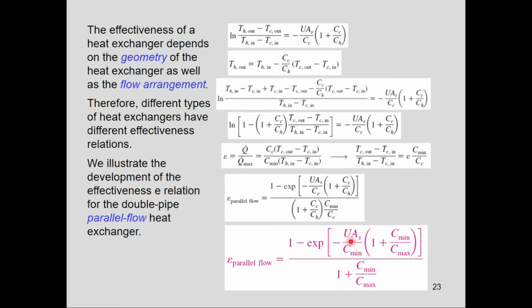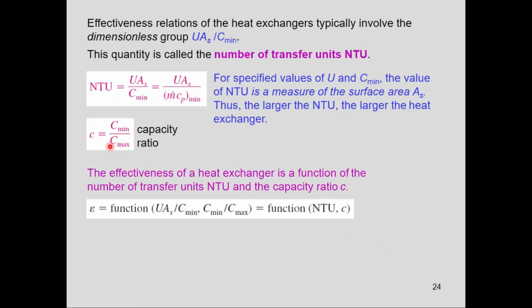This is the NTU, this is the capacity ratio, this is also the capacity ratio. So we say that the effectiveness is a function of the number of transfer units as well as the capacity ratio, which is represented by smaller c. So here the effectiveness of a heat exchanger is a function of the number of transfer units NTU and the capacity ratio c, and it can simply be represented by this form, right?